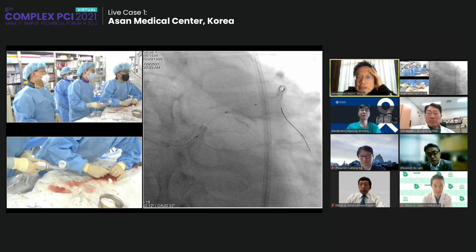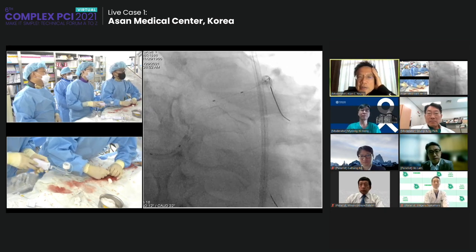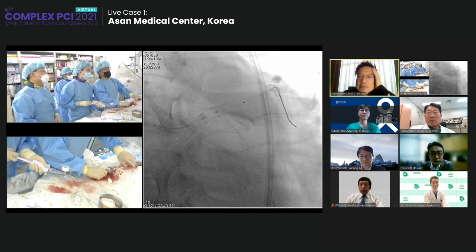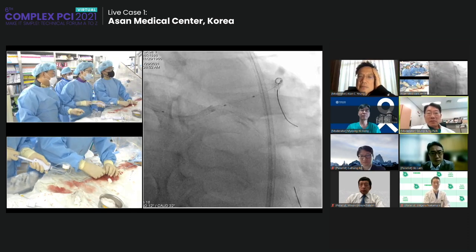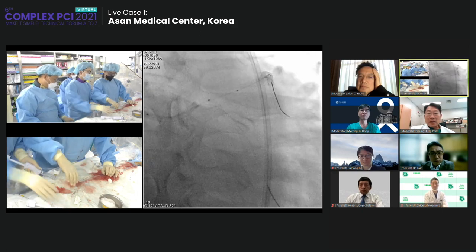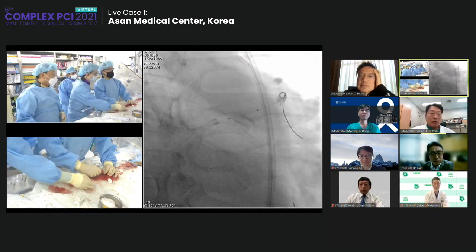So you want to fully expand the stent of the circumflex and then you crush it. Is that what you're doing? Right. That's the point. Sure. Okay.